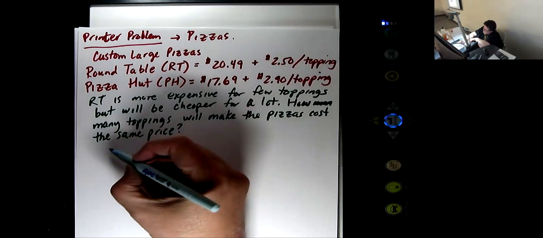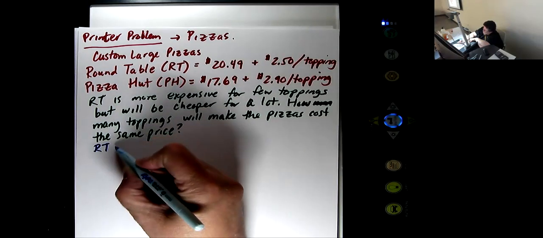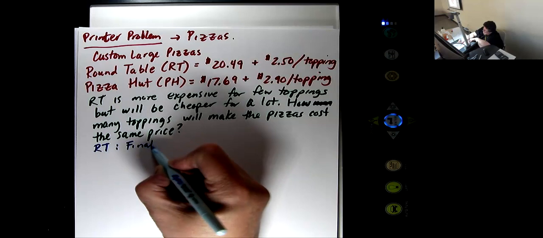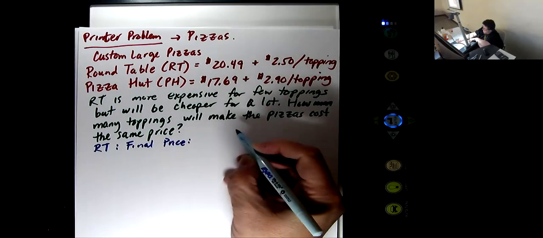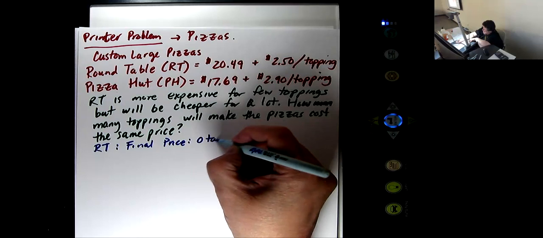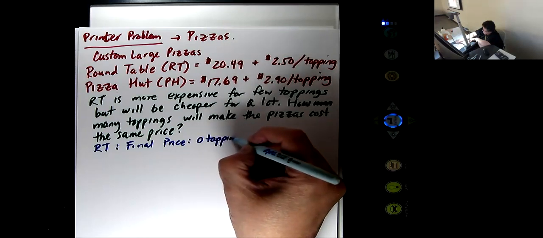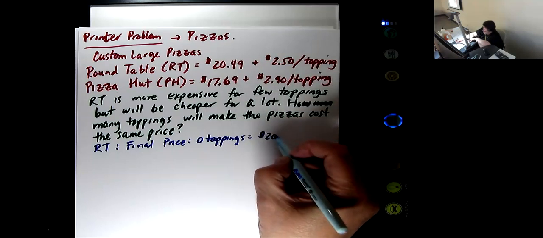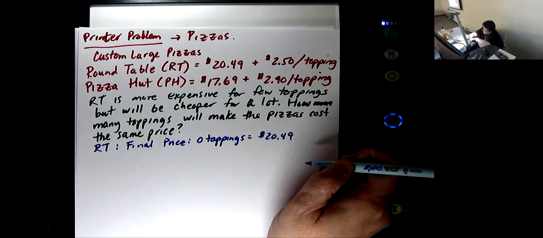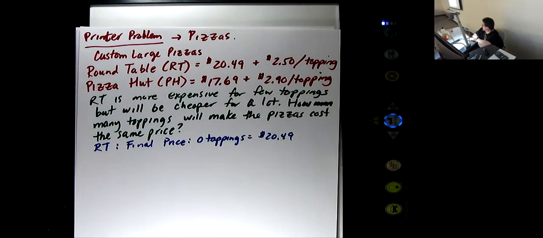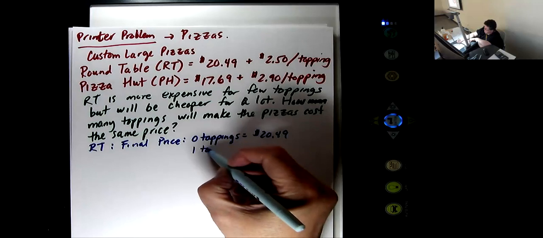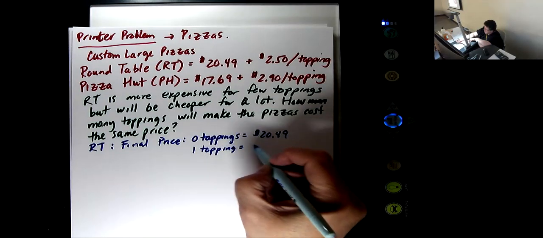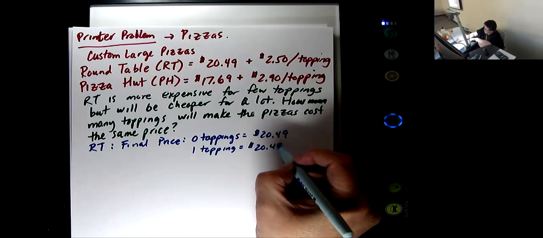So let's just look at Round Table for now. And we're trying to calculate the final price. So if we have 0 toppings, the price is going to be the $20.49. So basically a basic cheese pizza. If we want 1 topping, it's $20.49 plus $2.50.